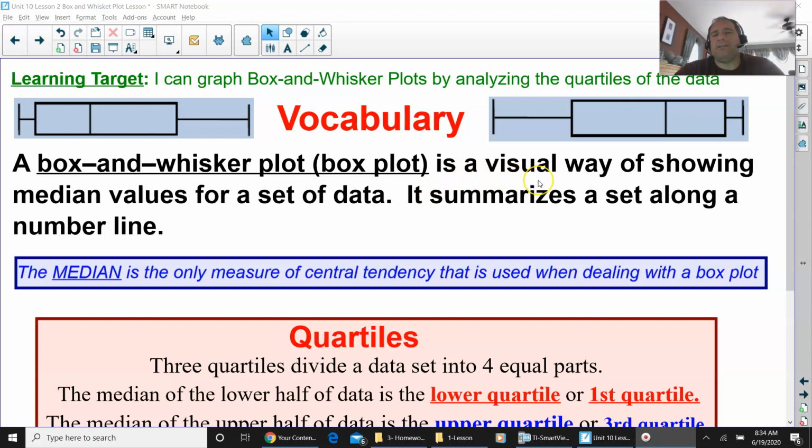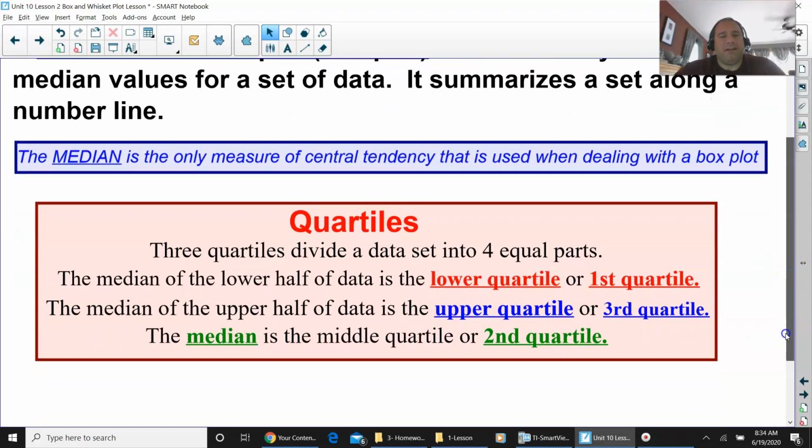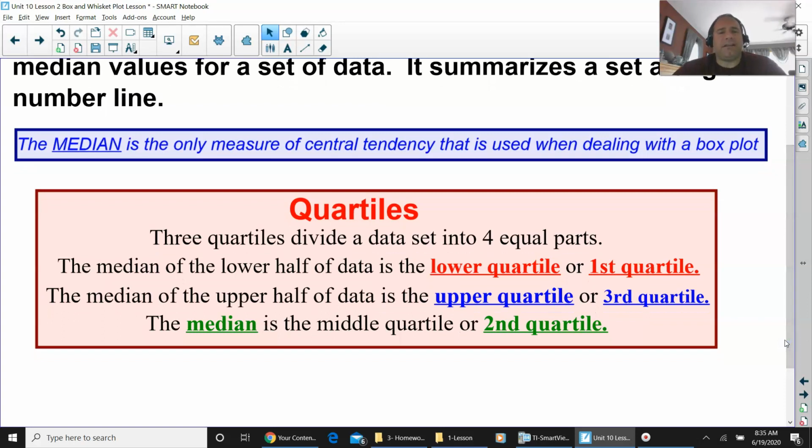A box and whisker plot, or box plot, is a visual way of showing median values, and we're going to take the median 3 separate times for a set of data. It summarizes a set along a number line. The median is the only measure of central tendency that is used when dealing with a box plot. You don't deal with mode, you don't deal with mean. You're going to end up taking the median 3 separate times. So 3 quartiles divide a data set into 4 equal parts. That's why they call them quartiles, quarters. The median of the lower half of the data is the lower quartile, or the first quartile. The median of the upper half of the data is the upper quartile, known as Q3, third quartile. And the median is the middle quartile.